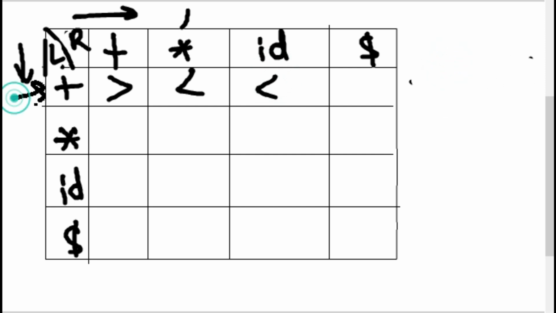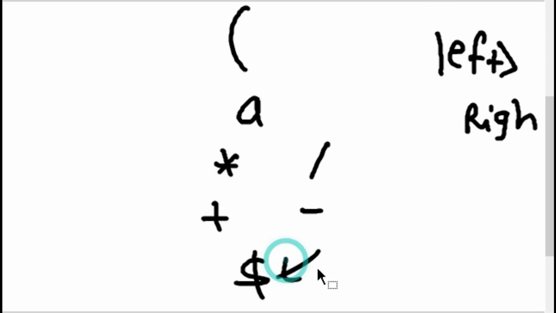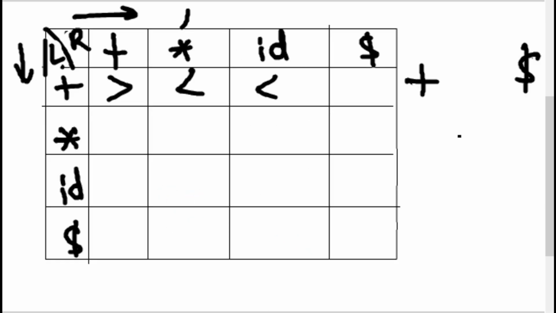Now plus is on the left hand side, dollar is on the right hand side. We know that dollar has the lowest precedence and plus has a higher precedence. So therefore plus will have a higher precedence like this. Now in case of dollar, dollar will always have lower precedence. In between these two dollars there will be equal precedence.